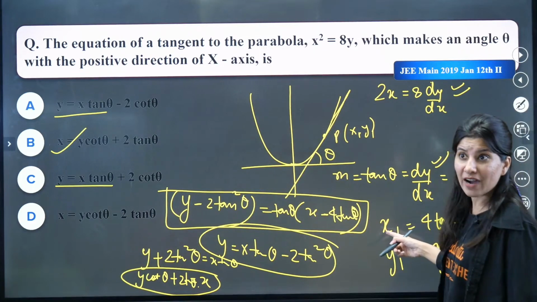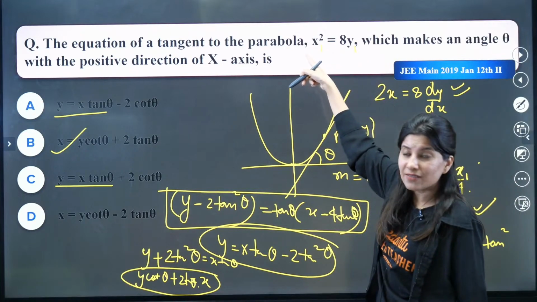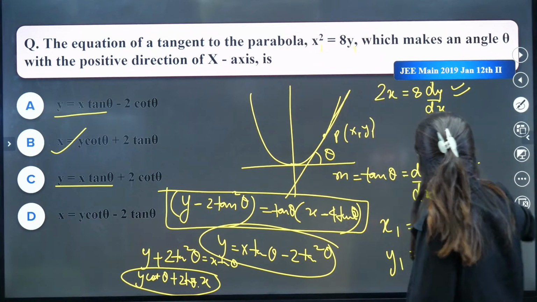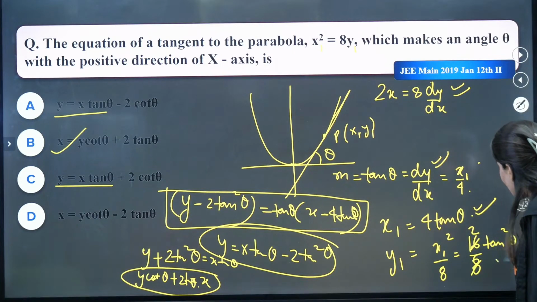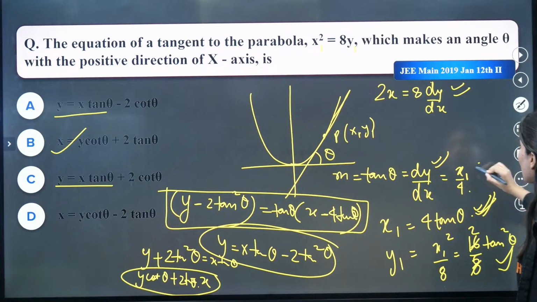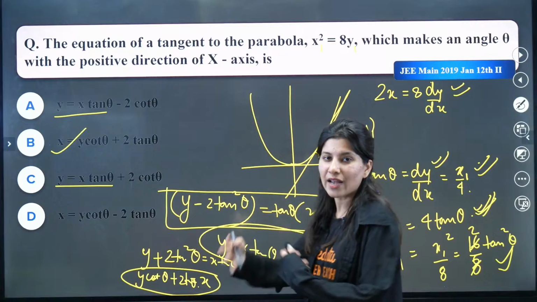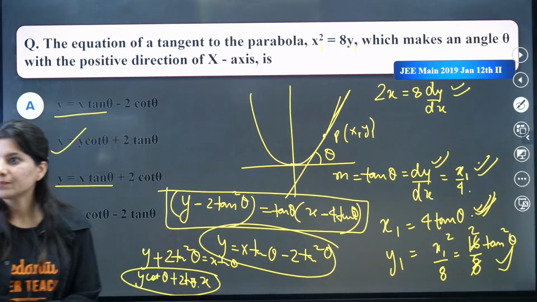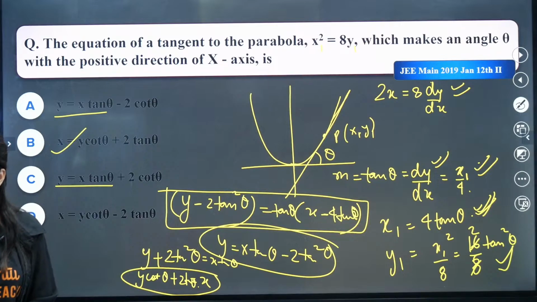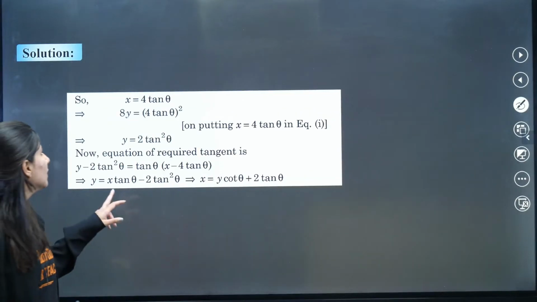And if I talk about the y coordinate now, x1 and y1 will be satisfying the parabola. If you know x, you can calculate your y. That is going to give you 2 tan square theta. So you have the y coordinate, the x coordinate, and the slope. Just write the equation of tangent and manipulate it a bit to get the final answer. This is how we do it.